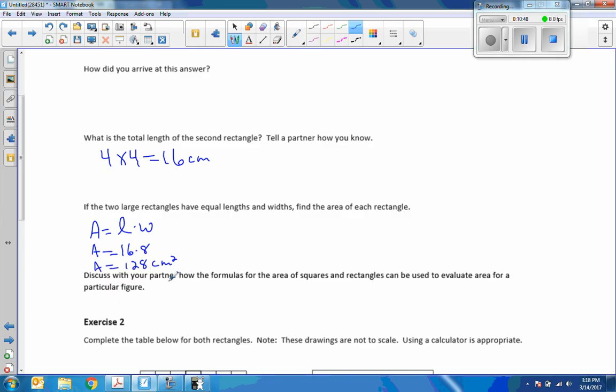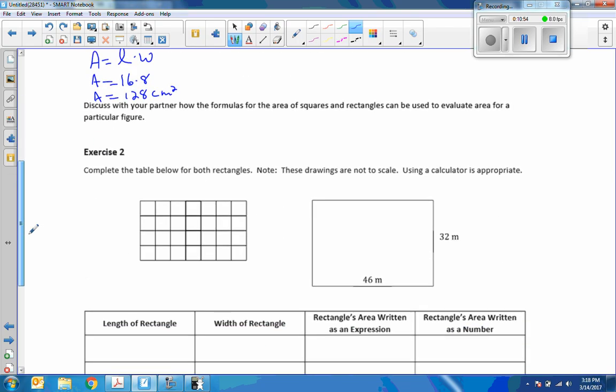Okay, now it says discuss with your partner how the formulas for the areas of the squares and rectangles can be used to evaluate area for a particular figure. Okay, I'll leave that up to you, and I'm going to move on.